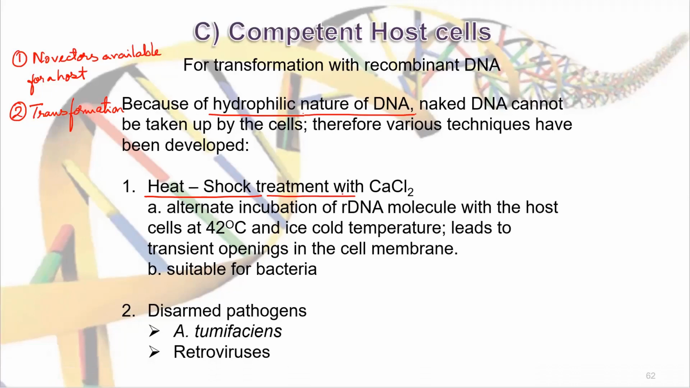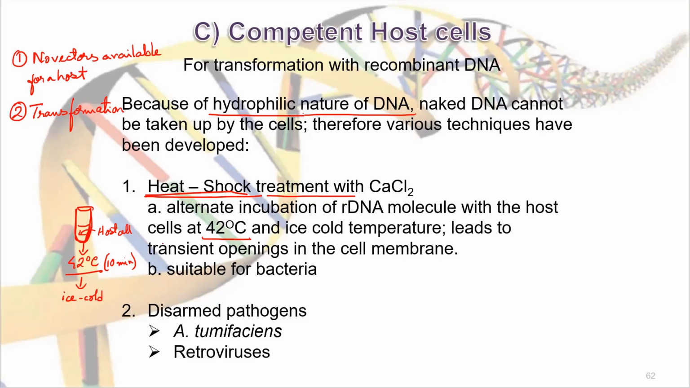In this particular process, heat shock treatment, basically what is done is simple. You take the cell and put it in a temperature of around 42 degrees centigrade. Let us say you take a vial. Here you have the buffer where you have the host cell. This tube you will put into a temperature of 42 degrees centigrade for approximately 10 to 15 minutes. Then immediately you transfer it to ice cold condition. So there is a sudden change in the temperature. That change in the temperature is called heat shock.